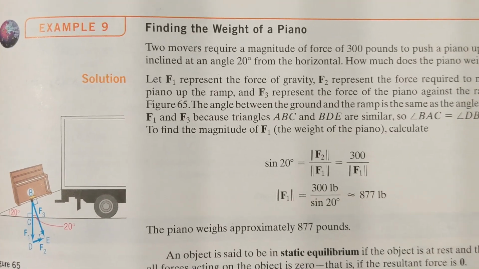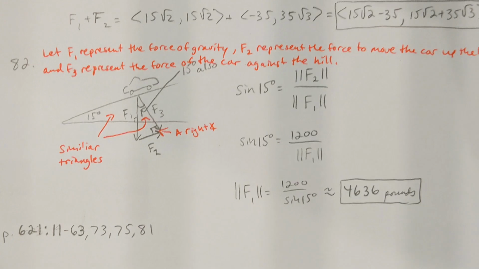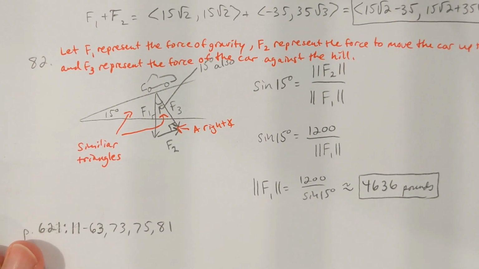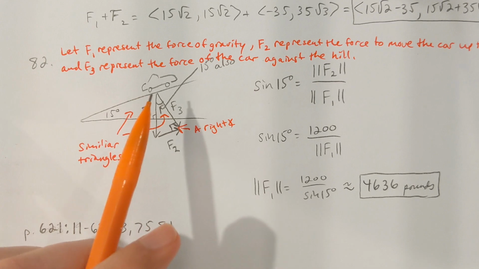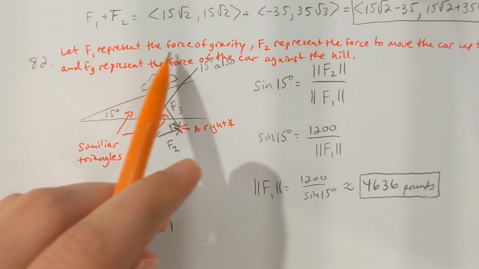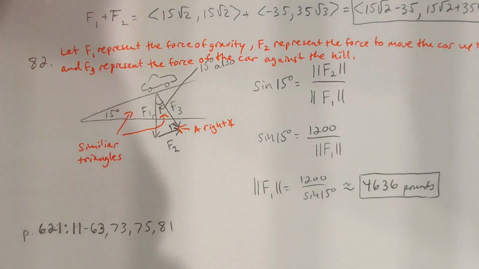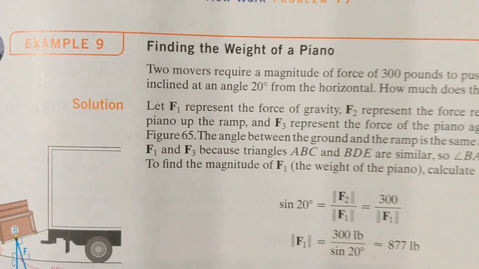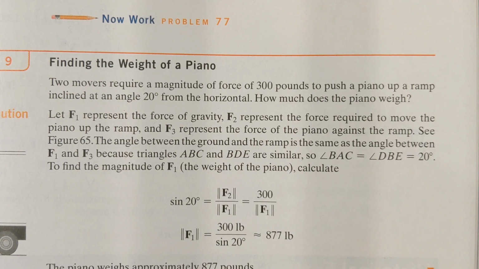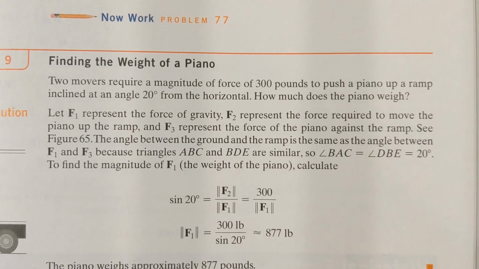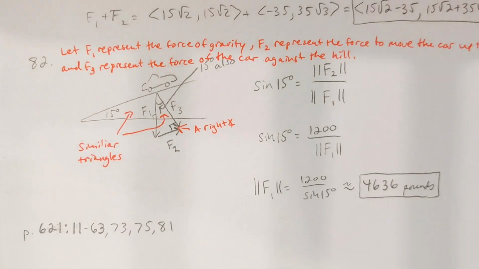Now, so I've got a picture drawn, okay? There's a car on the ramp, and I'm going to let F1 be the force due to gravity. That's what they're doing here in example 9. F1 is the force due to gravity. F2 is going to be the force required to move, in this case, the car up the ramp.